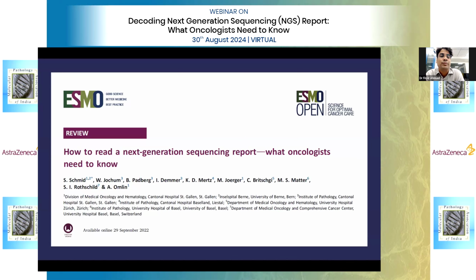Some people are using panel based TMB. Even some labs are giving out an exome also. But again, there are certain literatures which say that panels versus exome, they give equivalent reports. But again, the cost will be coming into the factor. So overall, for TMB, at least 350 to 400 genes is the minimum required for getting a correct answer.